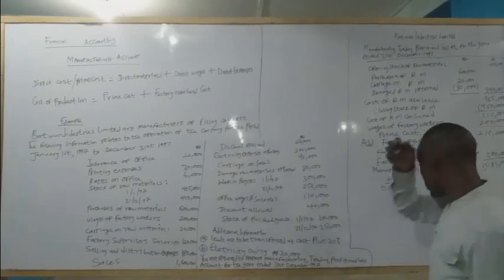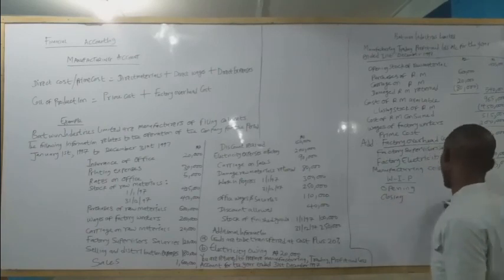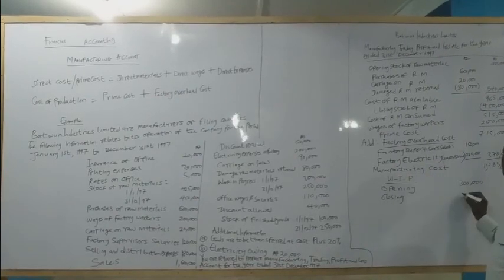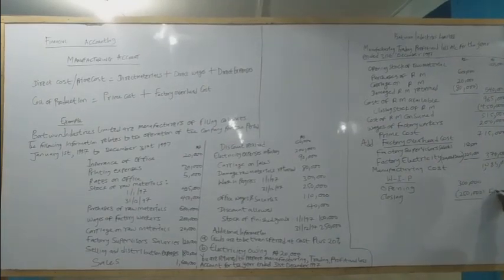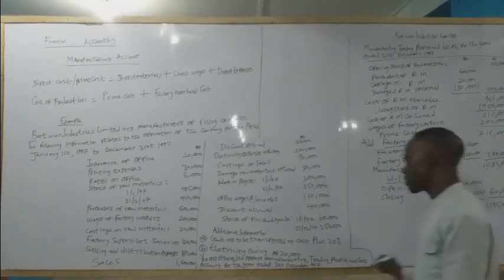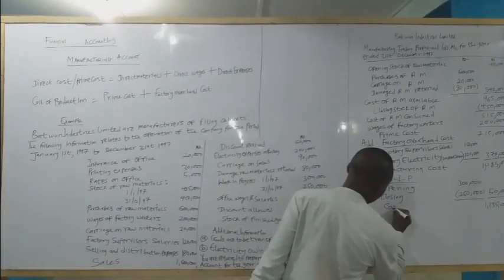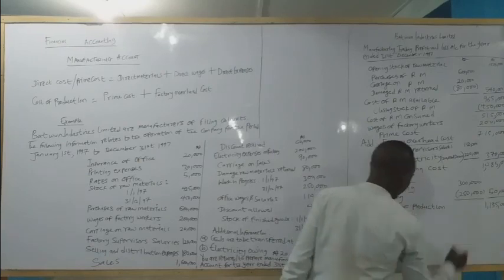Less closing work in progress. How much? 250,000. So we are removing this. Then this one remains the balance of 50,000. So by adding this total, we then have what? 1,135,000. So this then is our what? Cost of production.